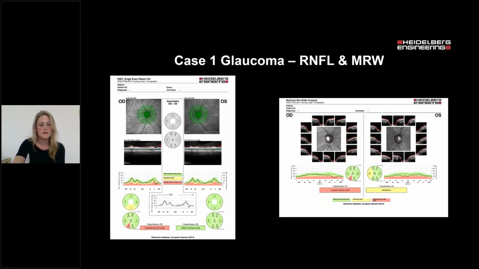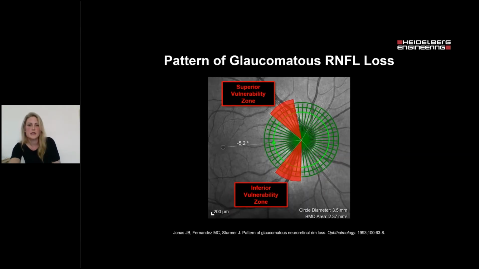And in the OCT, we can see a local thinning in the temporal inferior region of the retinal nerve fiber layer and in the MRW in the right eye. And the special pattern of glaucomatous retinal nerve fiber layer loss, as we already well know, is in the temporal superior and the inferior temporal zone, which we call the superior vulnerability zone and the inferior vulnerability zone.